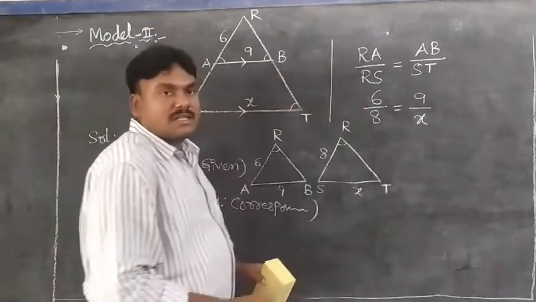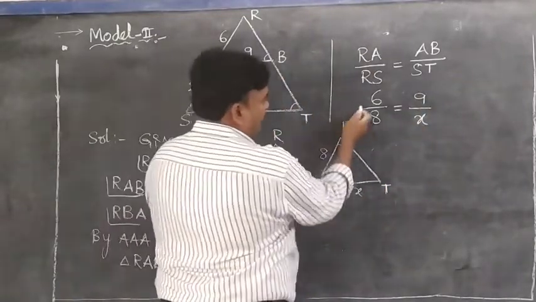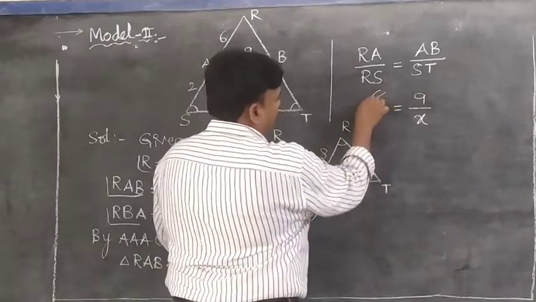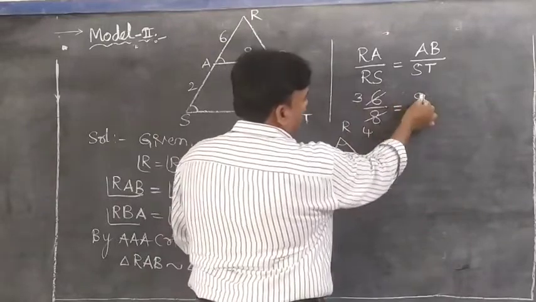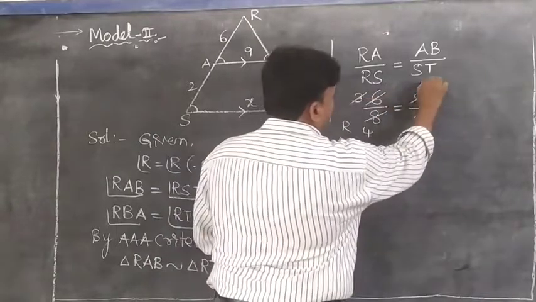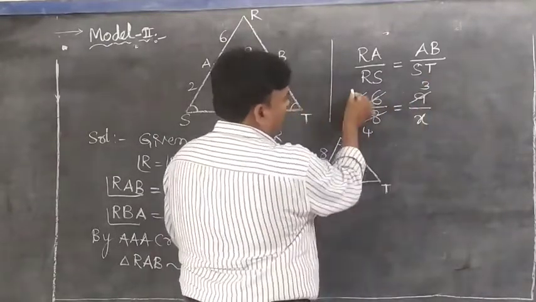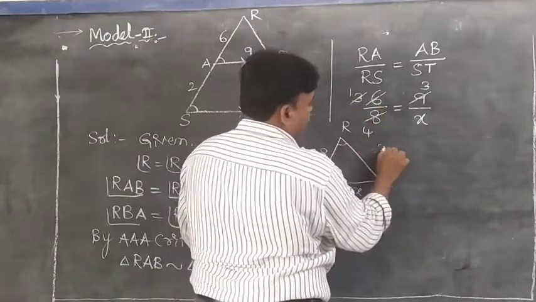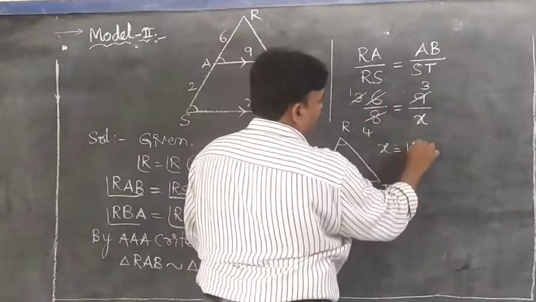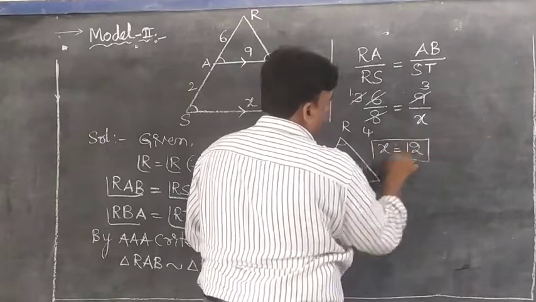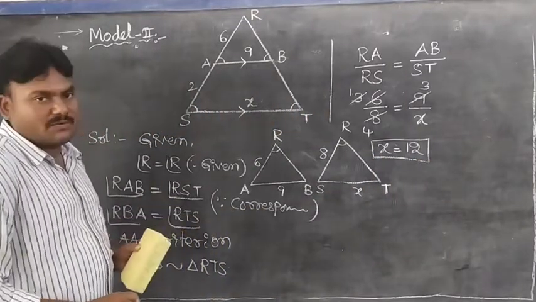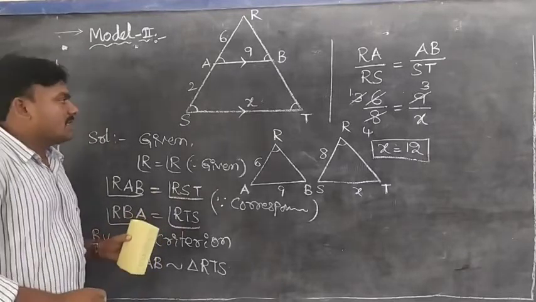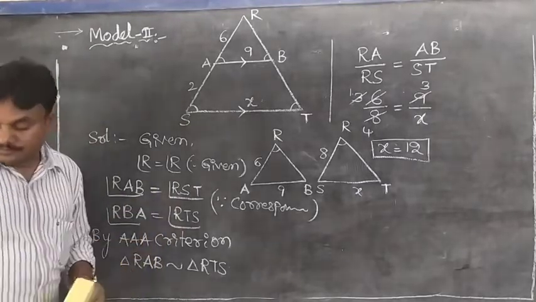Okay, observe cancellation, students. First of all, left side: 2 fours are 8, 2 threes are 6. And coming to the numerator side, 3 ones, 3 threes. So finally, X times 1 is X equal to 4 threes, which is 12. X equal to 12 is the final solution. Okay, students, I hope you all understood this problem. Okay, let us discuss the next problem.